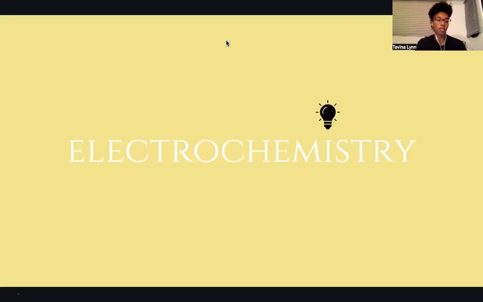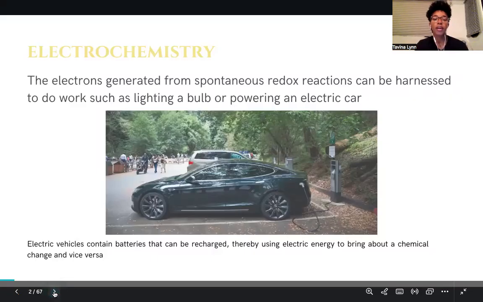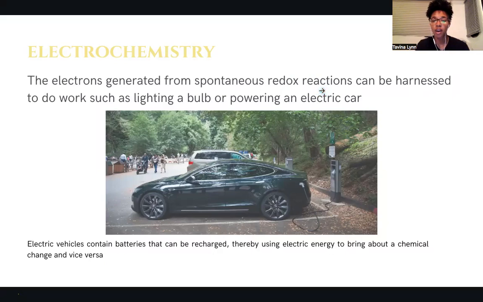All right, so we are starting the section on electrochemistry, which is the study of electron transfer, and particularly electrons that are transferred that can be harnessed to carry out some form of work. So, the particular reaction class that we're looking at are redox reactions. Remember redox reactions, right? Which involves electron transfer.